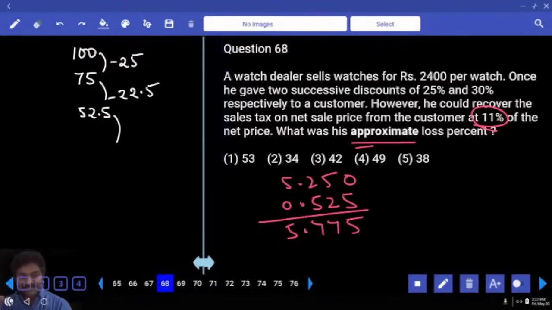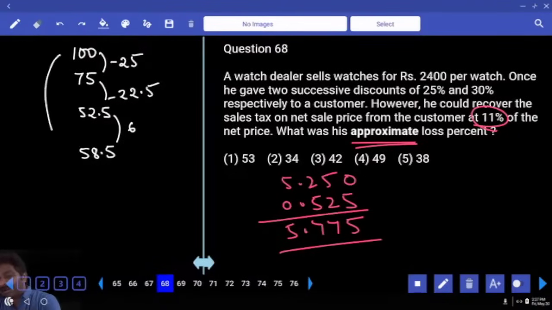This will be 5.775. As it is approximate, can I treat this as 6? 6 is added, then it becomes 58.5. If there are discounts, we have to subtract. If it is tax, do we have to add or subtract? Add. So the initial value 100 became 58.5. So decreased by 41.5. So loss is approximately 41 or 42. Third option, 42, final.